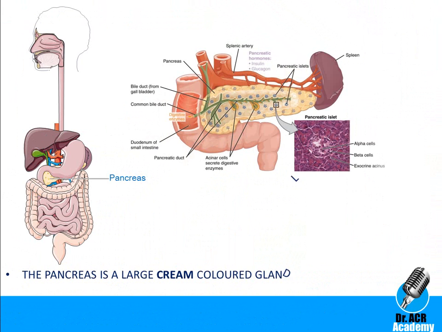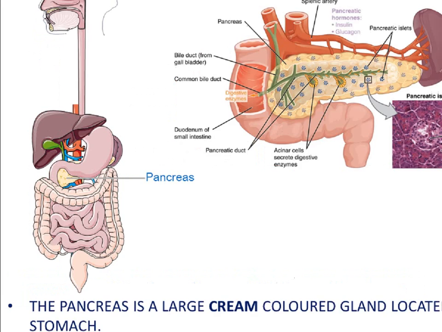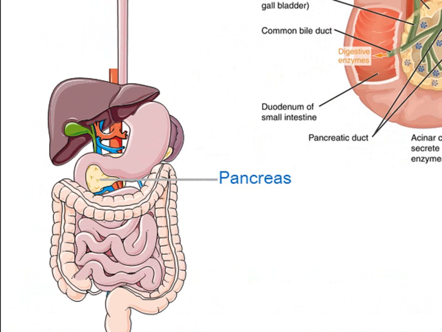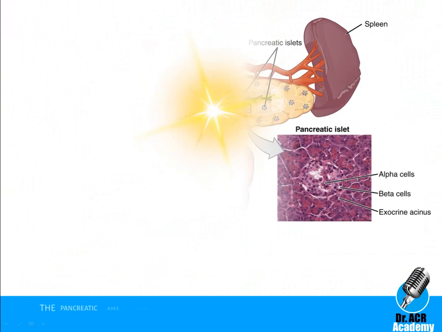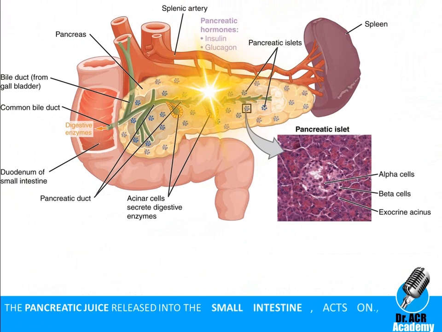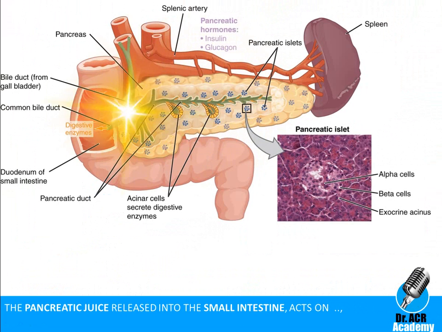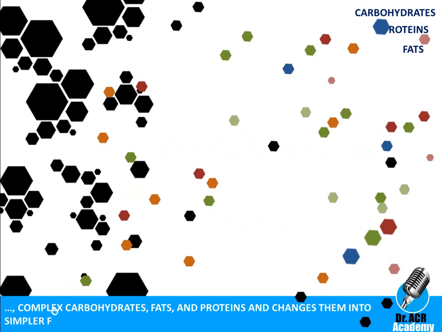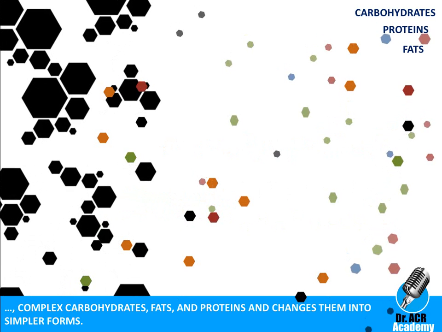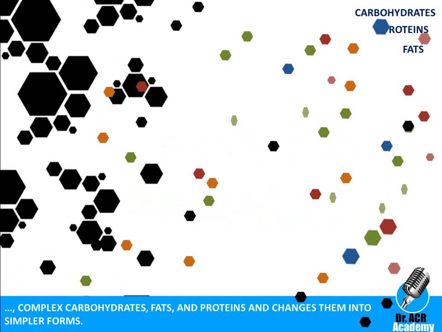The pancreas is a large cream-colored gland located just below the stomach. The pancreatic juice released into the small intestine acts on complex carbohydrates, fats, and proteins and changes them into simpler forms.